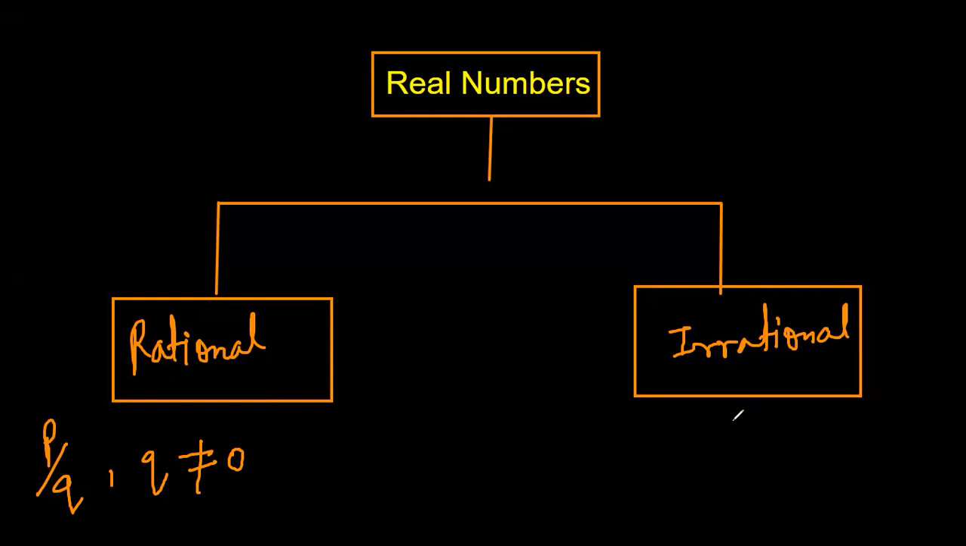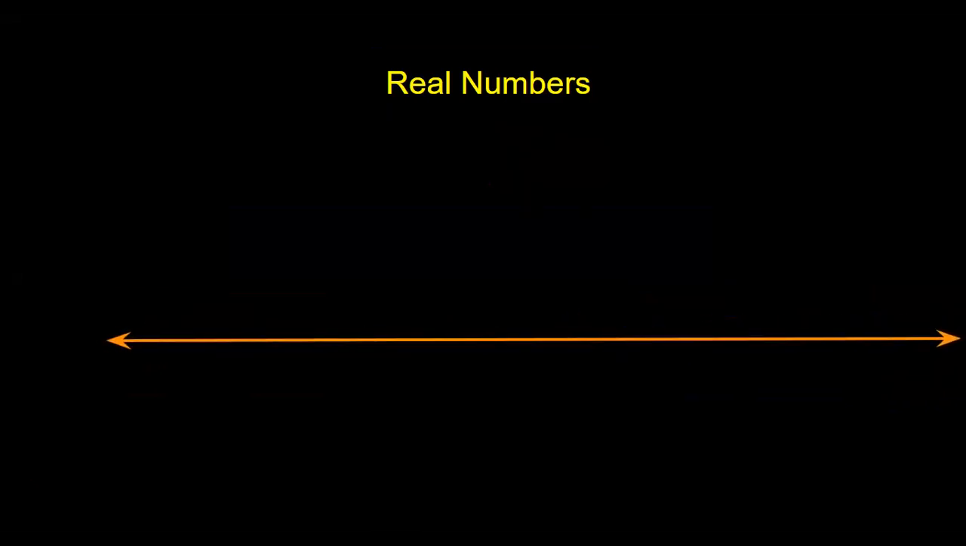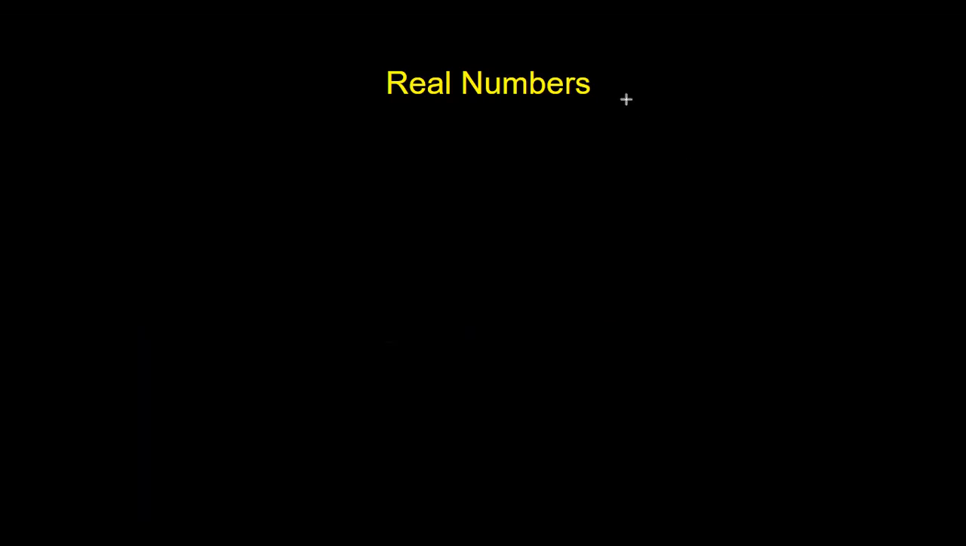So if you look at the number line and you look at all the numbers that can be there on the number line, as you know, there are infinitely many numbers. Even between any two given numbers, no matter how close they are, there are infinitely many rational numbers and infinitely many irrational numbers also. So what we want to do here is have a closer look at the decimal representation of the numbers.